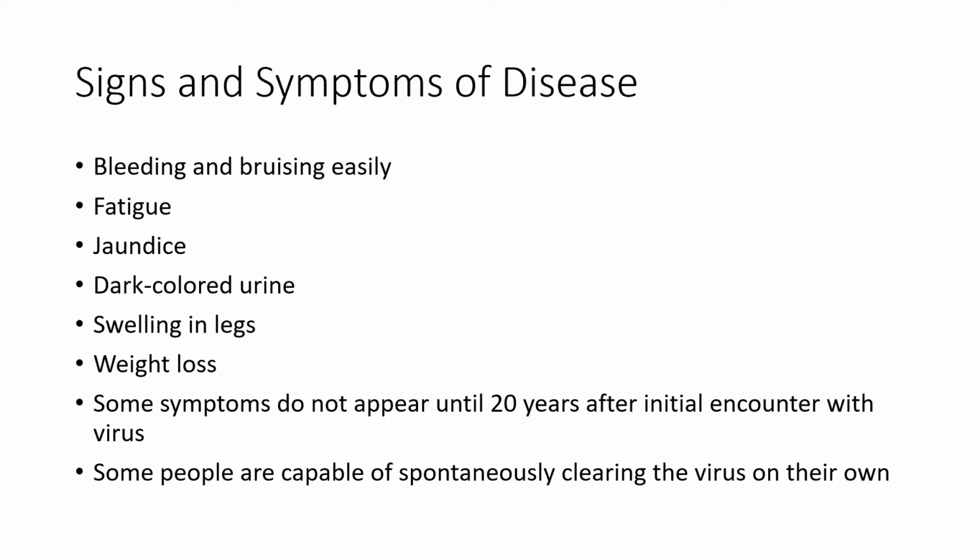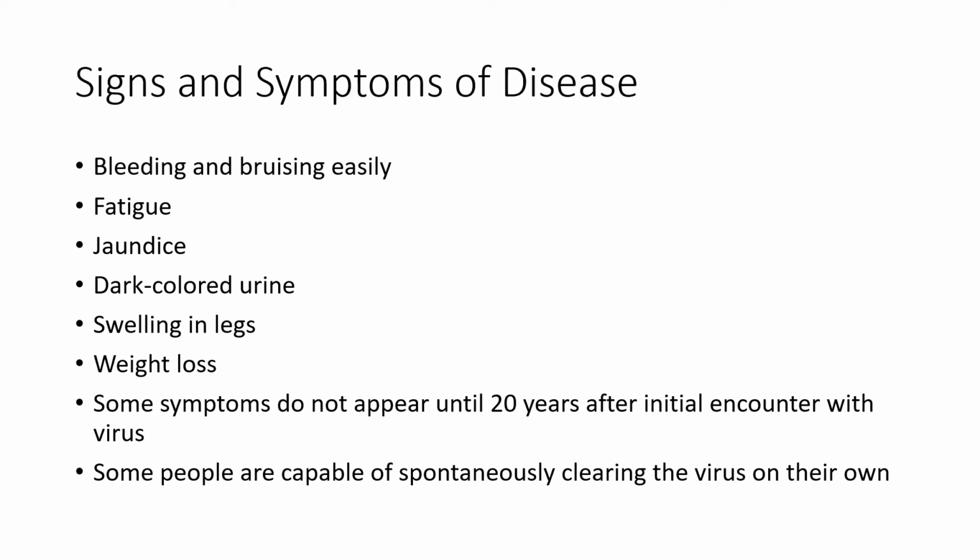Signs and symptoms of the disease include bleeding and bruising easily, fatigue, jaundice, which is a yellowing of your skin and the whites of your eyes. And yes, when you have jaundice, it actually does turn your skin and your eyes yellow. It produces dark colored urine, swelling in legs, weight loss. Some symptoms do not appear until 20 years after the initial encounter with the virus. So some people can be infected for a very long time and not be aware of it.